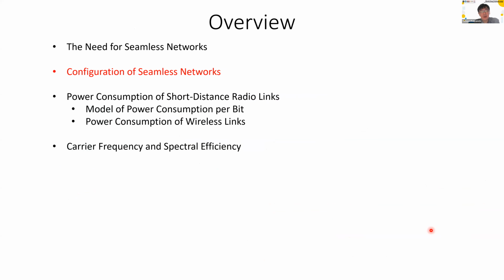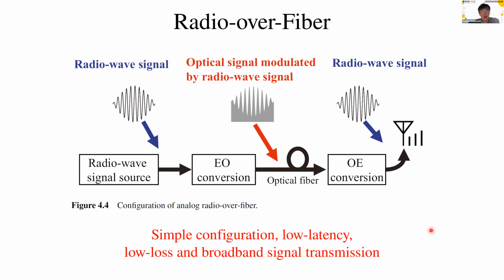Okay, here I'd like to explain the configuration of seamless networks. As I mentioned, we can use radio over fiber. It shows the basic configuration of radio over fiber. Here is a radio wave signal which we want to transmit, and we can modulate the optical intensity by the waveform in the simplest case. And we can take out the waveform just by using the OE conversion. OE conversion means the optical to electric signal conversion.